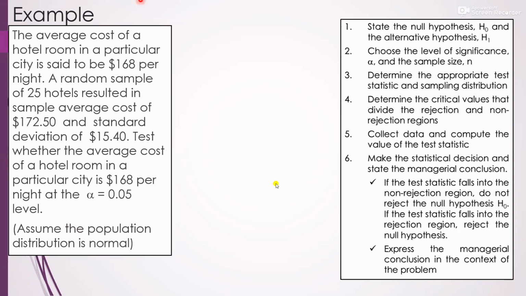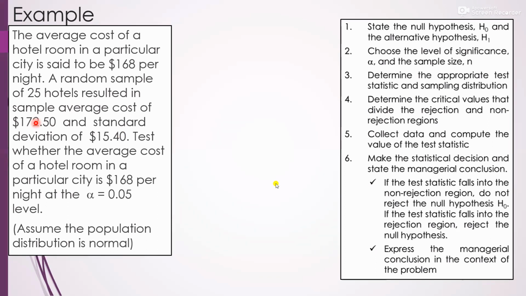Right? Now they say that it's 168. So now we have to check whether it's still 168. That's the information we have, right? Now they believe that it's 168. But when we take the sample, it hits 172.50. The hotel rate has increased according to the sample. So now we want to check whether it's still 168 or not.